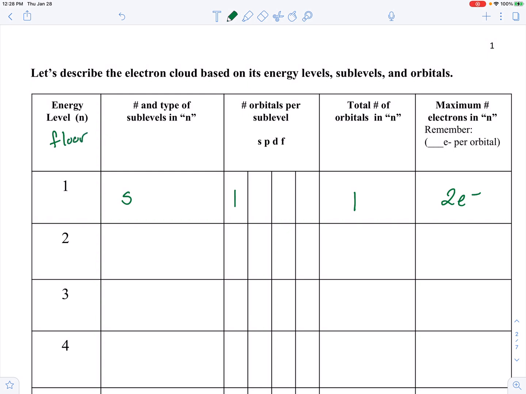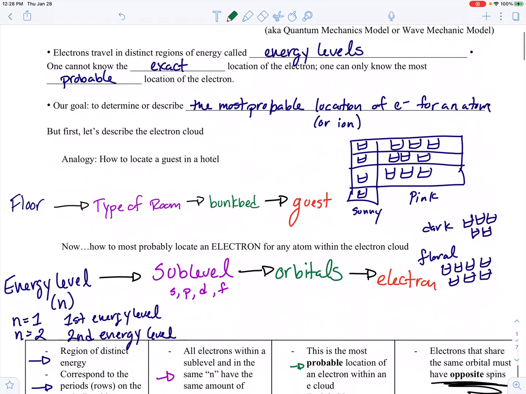So if energy level is your floor, and this is your type of room, and this is your orbitals, your number of bunk beds, and your total number of orbitals is your total number of bunk beds on that floor. And then this is basically how many guests that floor can hold. If I look back up at my picture, I can see that the first floor here only has the sunny room. There's only 1 bunk bed on the whole floor, and it can only hold 2 guests.